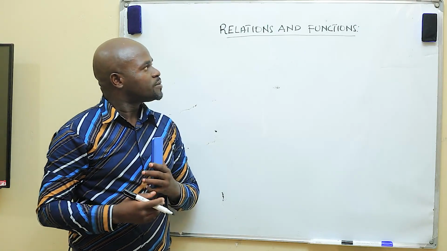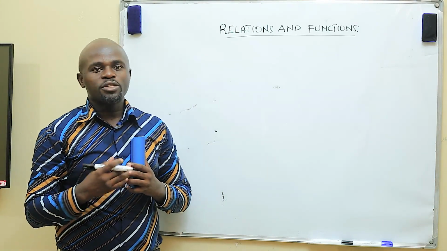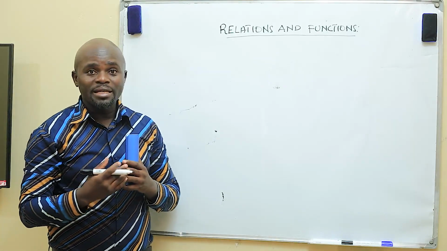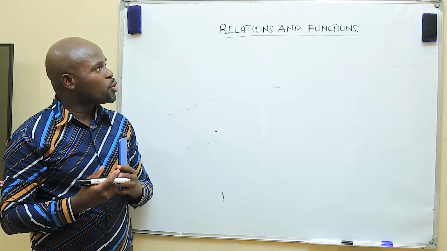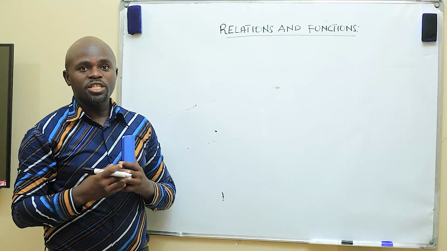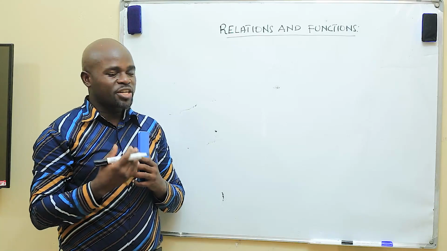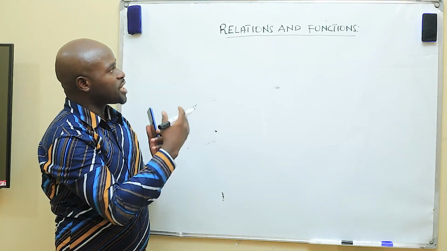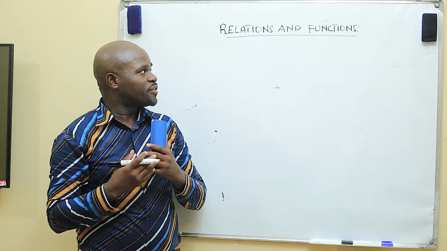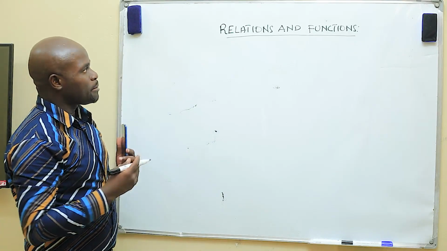We shall also discuss function: the definition of function, what one-to-one function is, the different types of function, how we can find the domain and range of functions, and how we can draw the graphs of functions. Starting with the definition of relation, we shall then discuss functions, and after discussing these two terms, we shall see the difference between relation and function. So let us start by discussing relations.